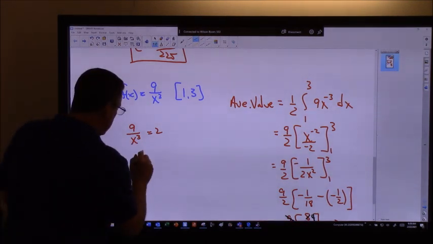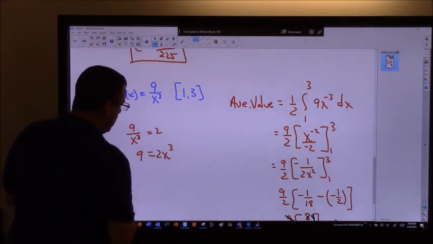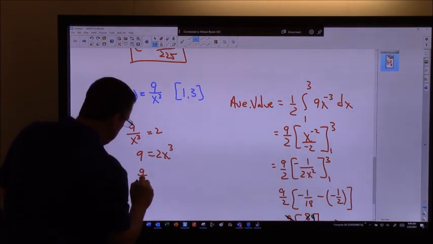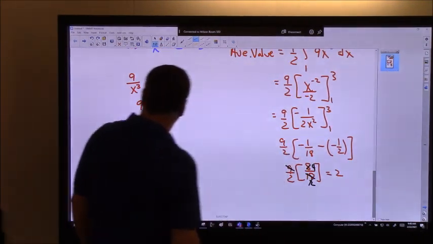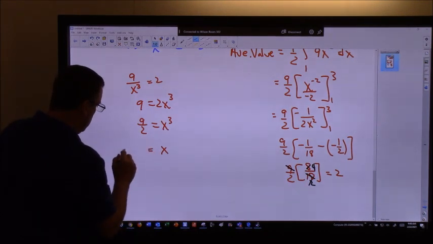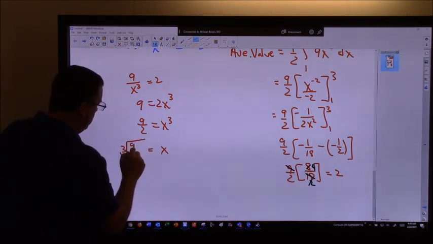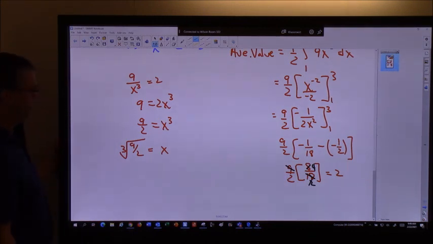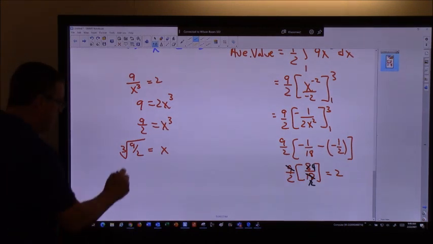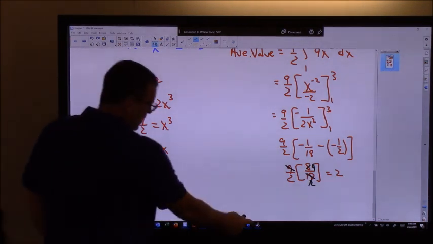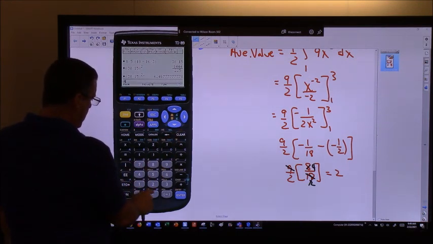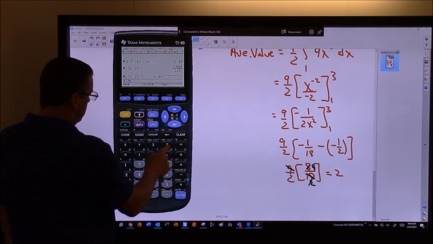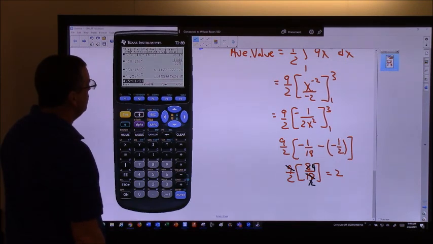Well, bring that x³ over here and multiply. Bring the 2 back and divide. And then take the cube root of that. So x equals the cube root of 9/2, or the cube root of 4.5. Kind of feel like I want that as a decimal number. So I'll grab my calculator and I'm going to do 4.5, and if I want the cube root, it means I'm going to raise that to the 1/3. Here's what I get, 1.651.